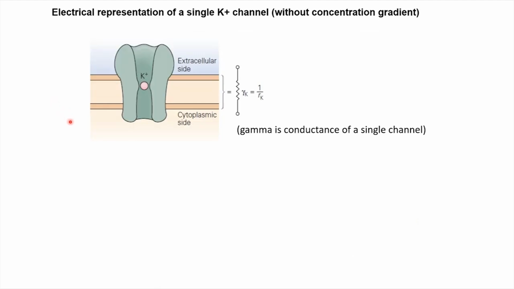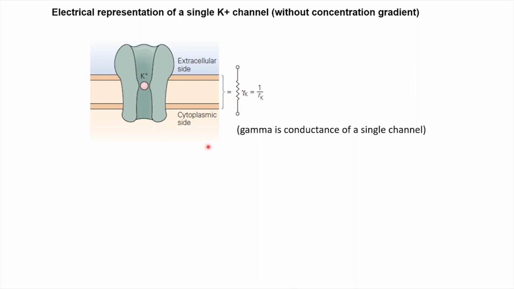Let's take another look at the electrical representation of an ion channel. So say this is a potassium channel embedded in the membrane, and here we are looking at one single molecule of potassium channel, one protein molecule. So this is the inner side, this is the outer side, and this is the protein molecule through which potassium ions can pass. Now this ion channel can be represented as a resistor and can be quantified in terms of its resistance Rk or its conductance gamma k, and gamma k is of course 1 over Rk. So either conductance or resistance can define this channel.